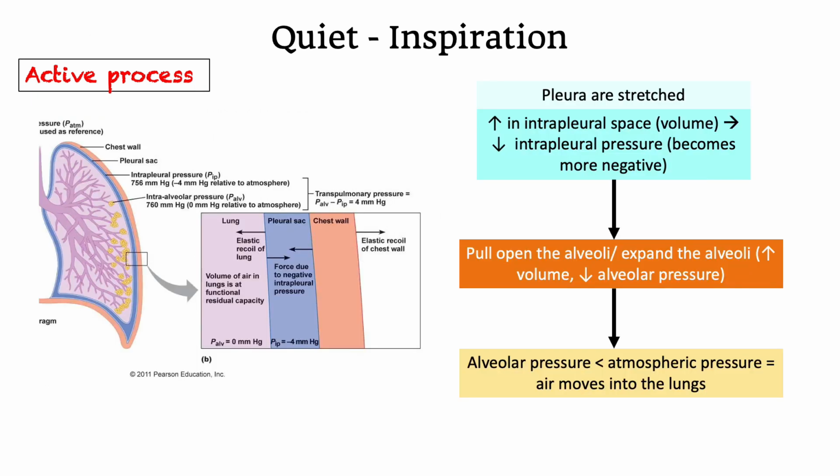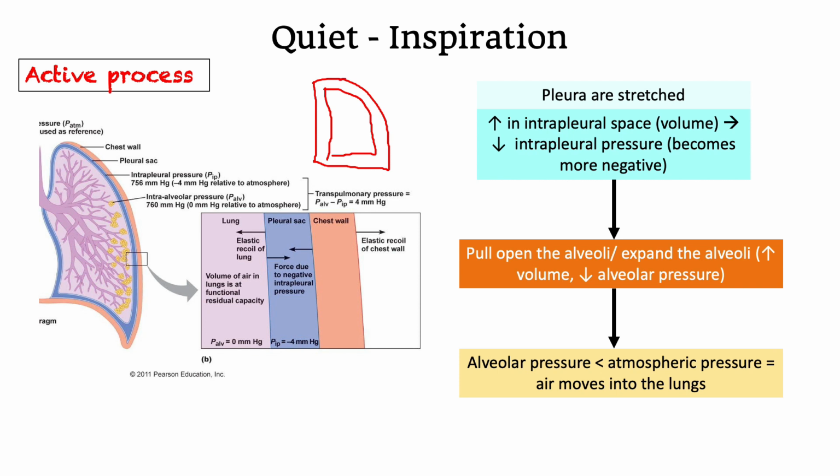Okay, so once the thoracic cavity has increased, the pleura is also stretched. Remember, we have the parietal and also the visceral pleura. So imagine here is the lung. So we have the parietal and also the visceral pleura. The parietal pleura is the one which is attached to the thoracic cavity.